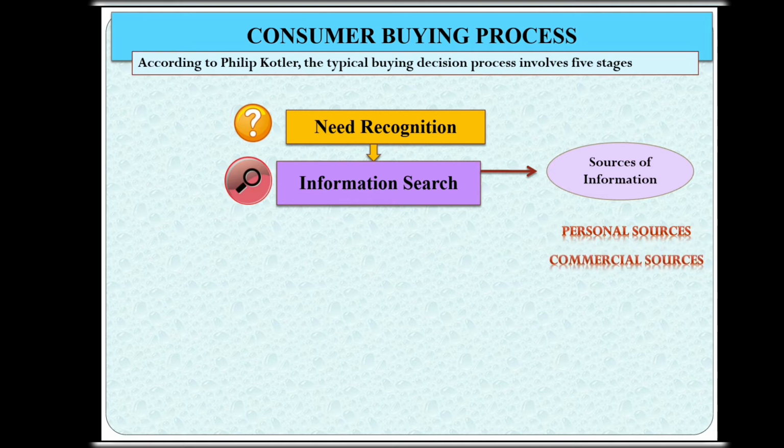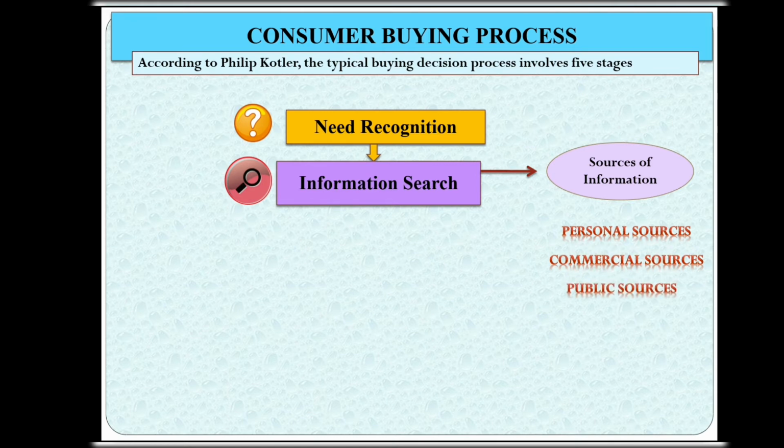And next is commercial sources. This includes advertising, salespersons, dealers, packaging, window display, like that. So when you come across these advertisements or any packaging or window display, we will get certain information about the availability of the product. And then public sources.